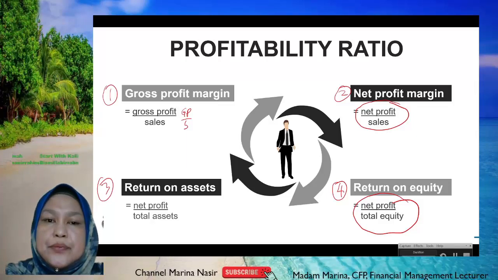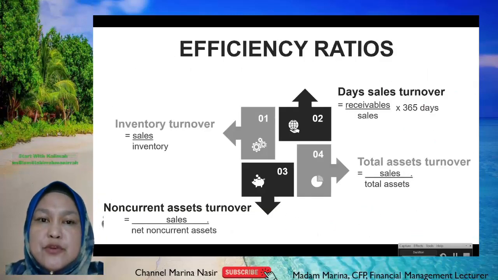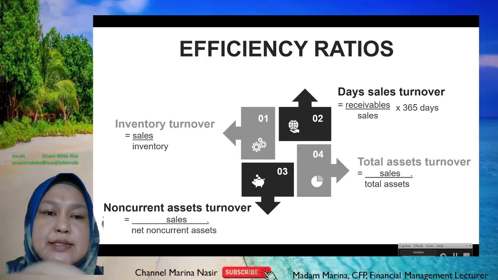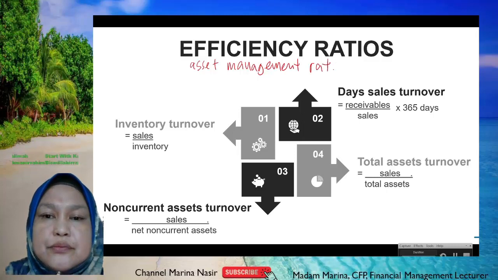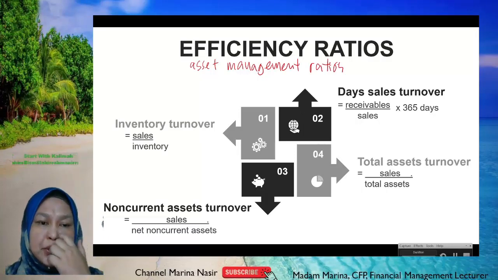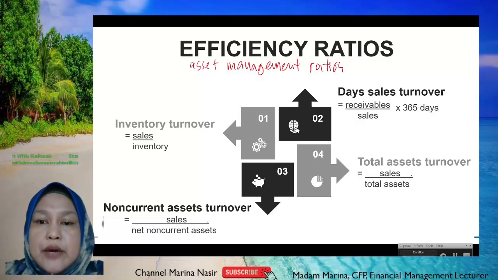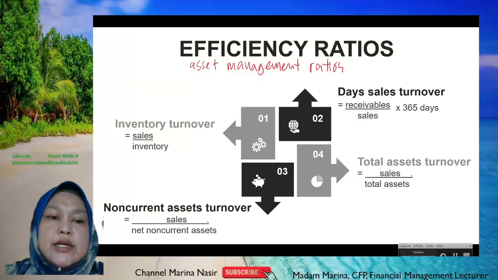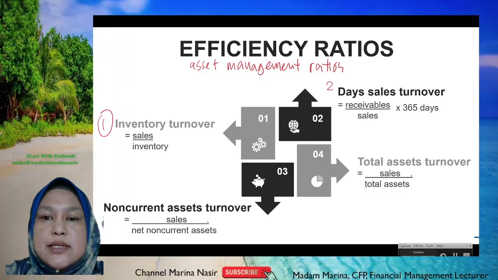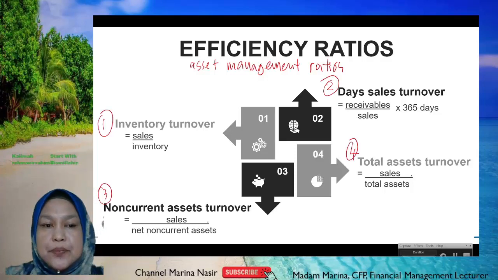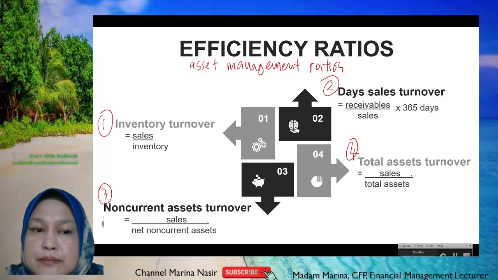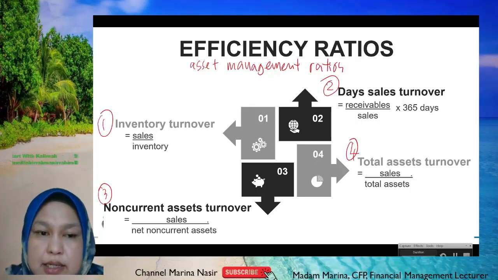Next we move to the efficiency ratio. Efficiency ratio or the other name is asset management ratio. We have four ratios here: the inventory turnover, day sales turnover, non-current asset turnover, and total asset turnover. So let's look at the example to calculate each of these ratios.